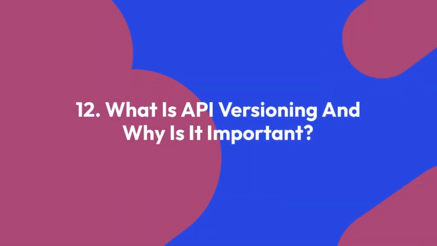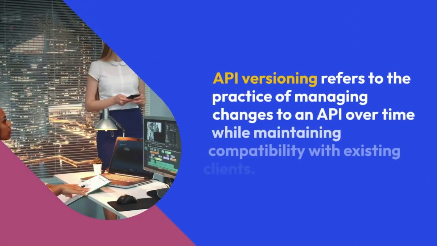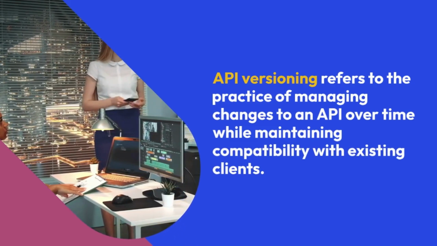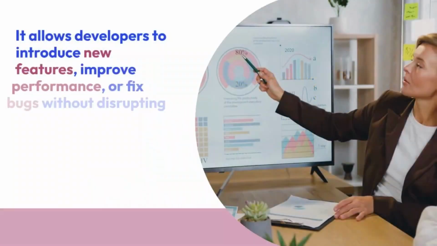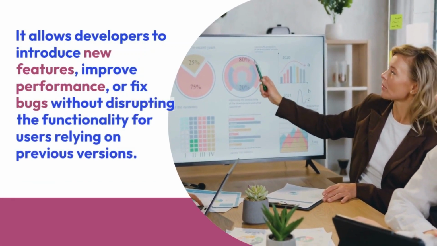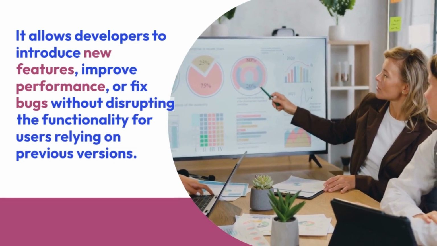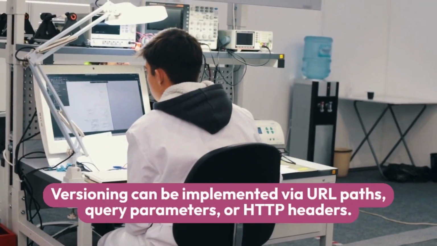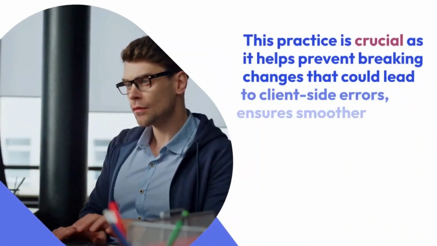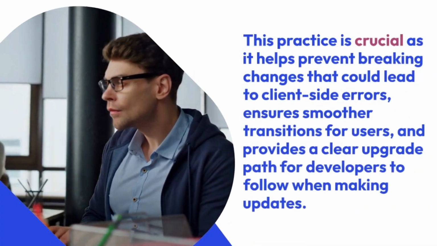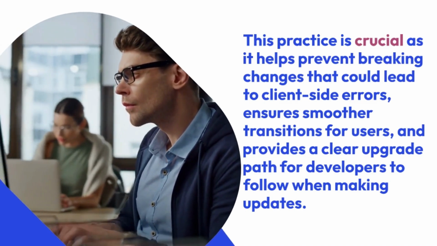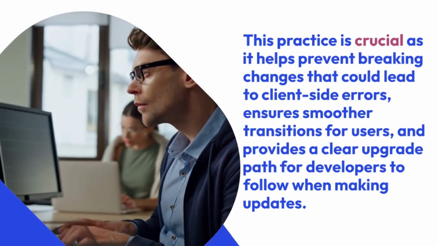12. What is API versioning and why is it important? API versioning refers to the practice of managing changes to an API over time while maintaining compatibility with existing clients. It allows developers to introduce new features, improve performance, or fix bugs without disrupting the functionality for users relying on previous versions. Versioning can be implemented via URL paths, query parameters, or HTTP headers. This practice is crucial as it helps prevent breaking changes that could lead to client-side errors, ensures smoother transitions for users, and provides a clear upgrade path for developers to follow when making updates.